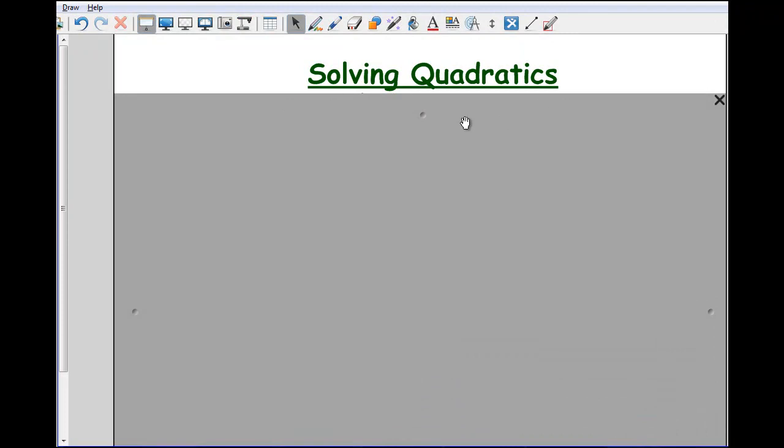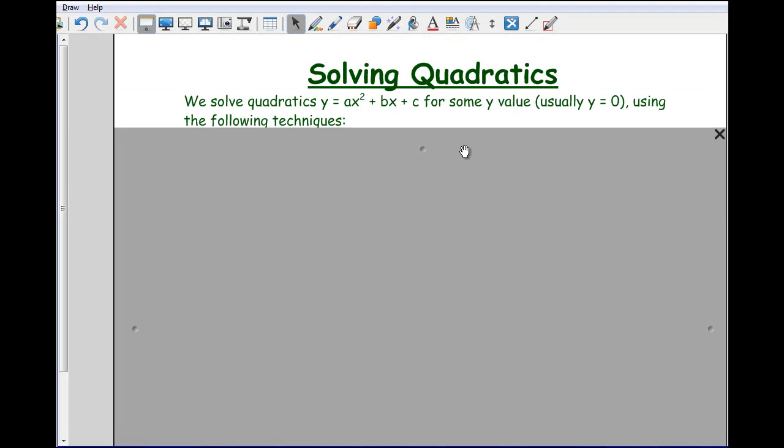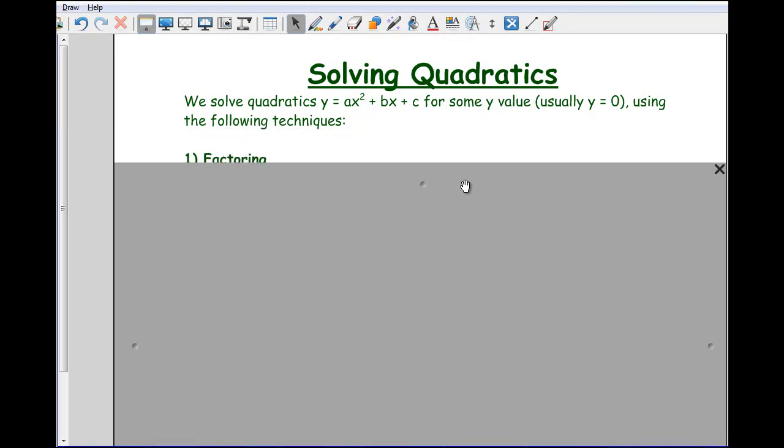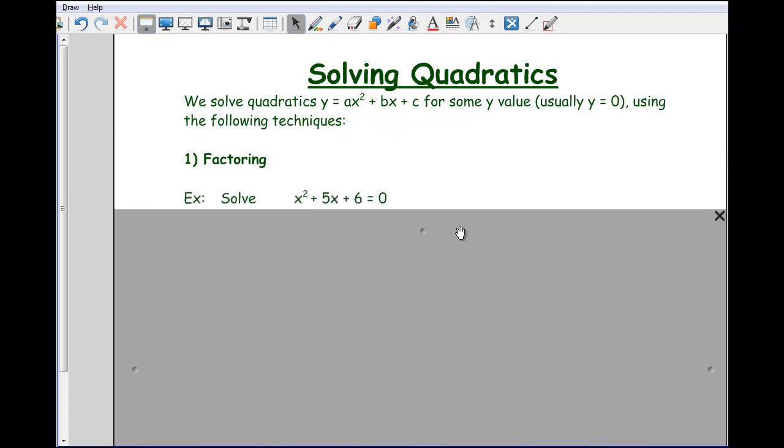Okay, so next we looked at solving quadratics. And here's what's happening here. So we solve quadratics, y equal ax squared plus bx plus c, for some y value, and usually y is equal to 0, and we can use the following techniques. We can factor. So here's the example. Let's solve x squared plus 5x plus 6 equals 0.